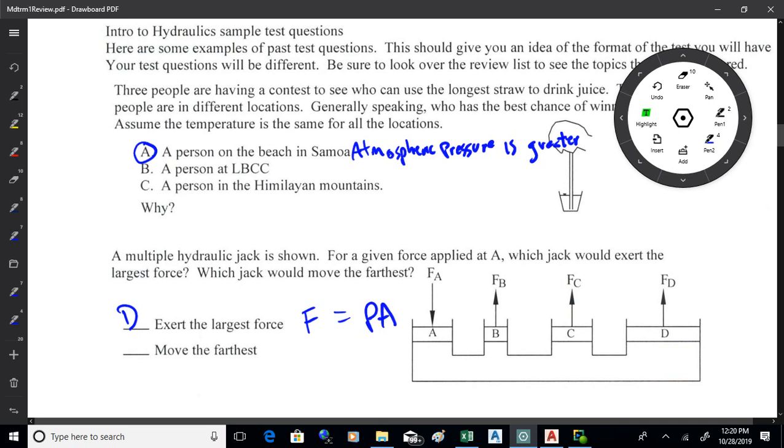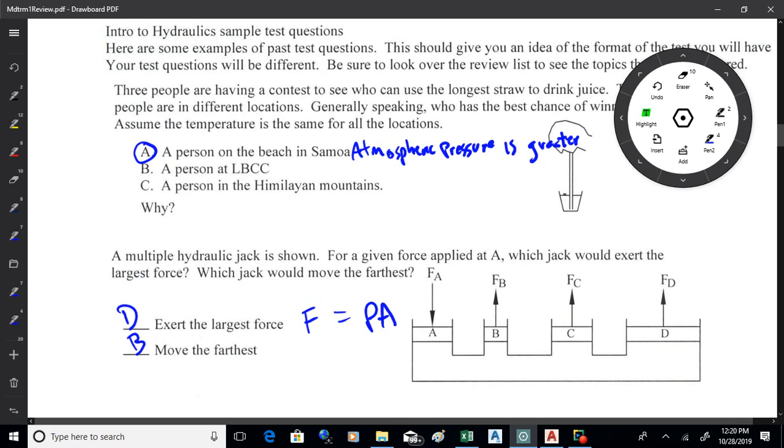Which one will move the farthest? B. Yeah, B, the smaller one, right? Because it's got a smaller area. A certain amount of fluid moving into that cylinder will move the piston further because the area is smaller, okay?